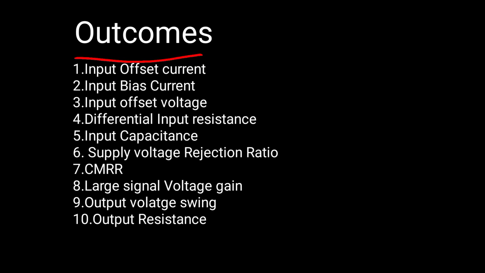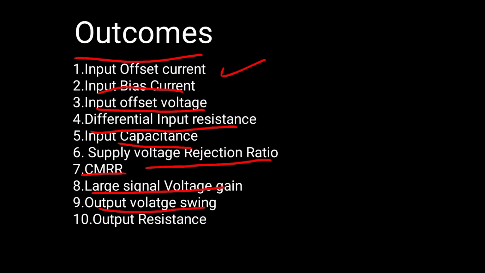The first outcome is input offset current and the second outcome is input bias current. The third outcome is input offset voltage and the fourth one is differential input resistance. The fifth one is input capacitance and the sixth one is supply voltage rejection ratio. The seventh one is common mode rejection ratio and the eighth one is large signal voltage gain. The ninth one is output voltage swing and the tenth one is output resistance. Let's see them one by one.